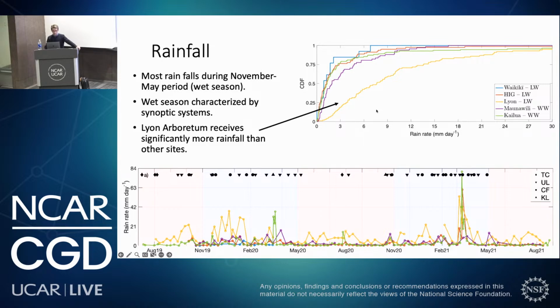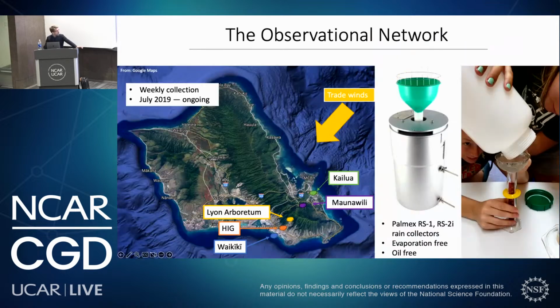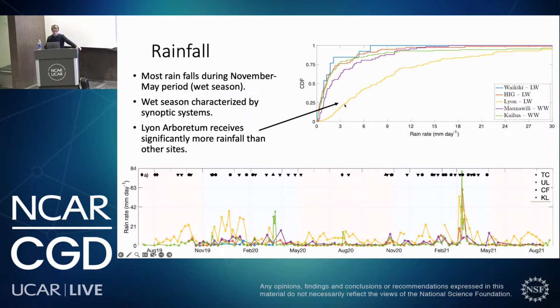And if we look at the rain rates in the different sites, they're fairly similar, except for one outlier, which is Lyon Arboretum. And Lyon Arboretum, just to remind you, is just directly downwind from the mountains. And as I said earlier, this is one of the rainiest places of the island. And so this is completely off the charts compared to the other sites.